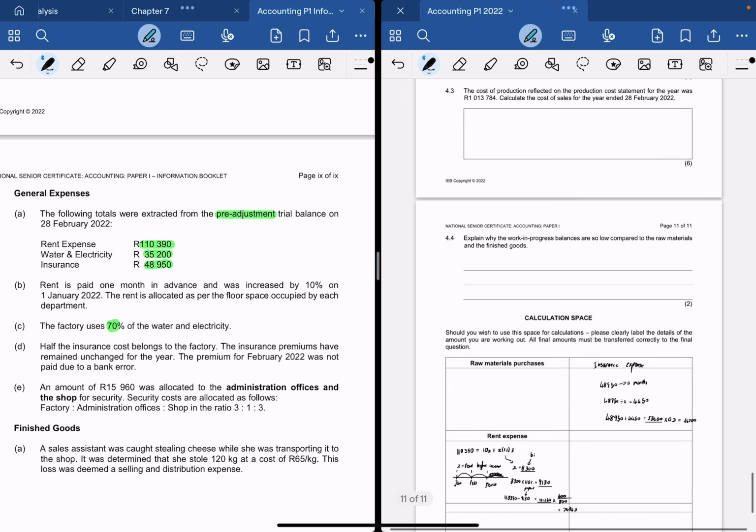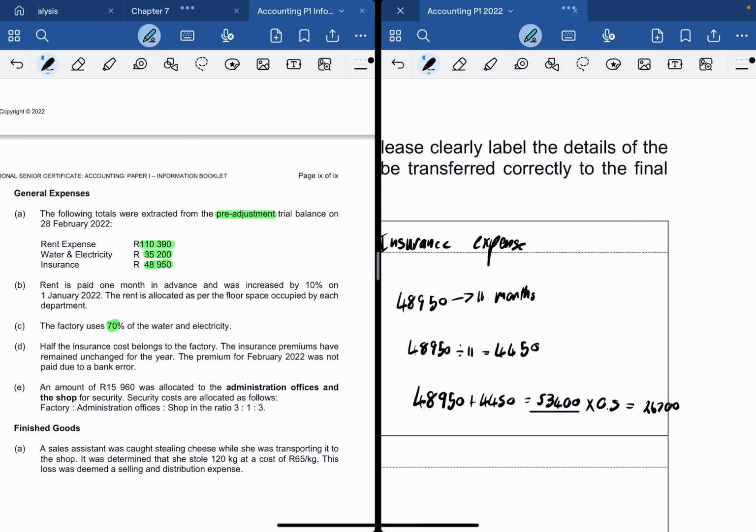26,700. They'll once again come back here and look at the marking. Similar to indirect materials, do all the calculations, then times by the different proportions. Cool, so we sorted that out. E. An amount of 15,960 was allocated to the administration offices and shop for security.